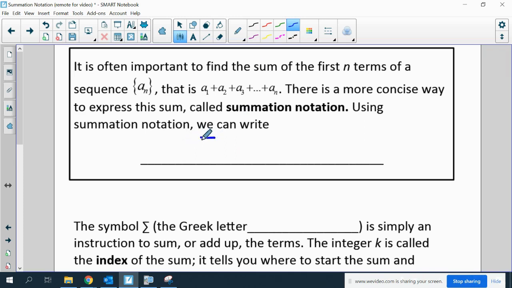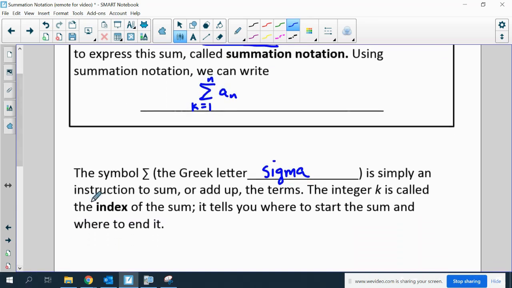So what we would do is we would say sigma. This symbol is the Greek capital letter sigma. Sigma of k equals 1 to n of a sub k. That would be the easiest way to write the summation notation of the first n terms of a sequence. So this symbol is an instruction to add up all of the terms.